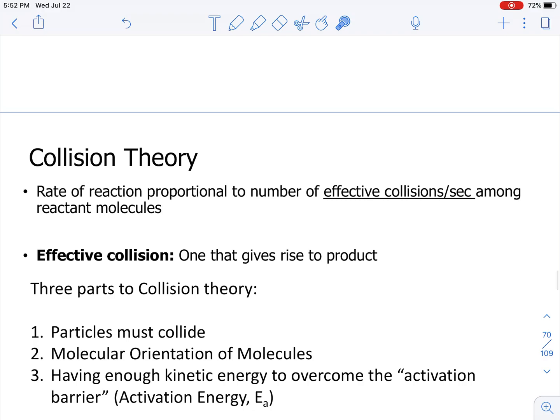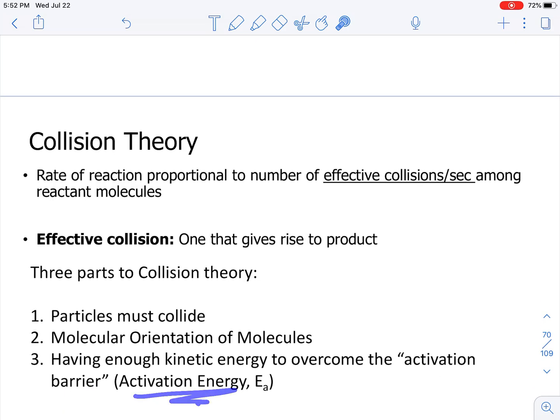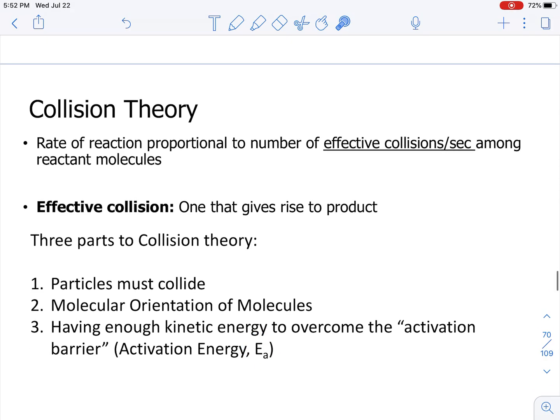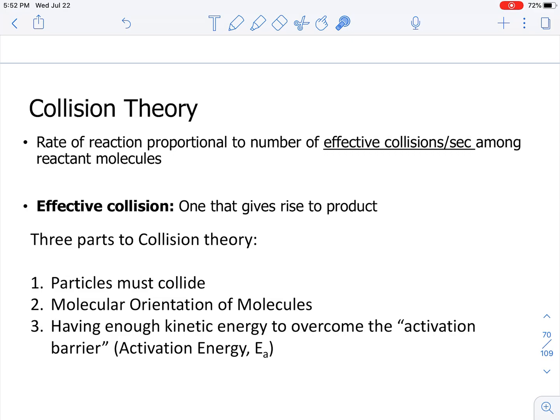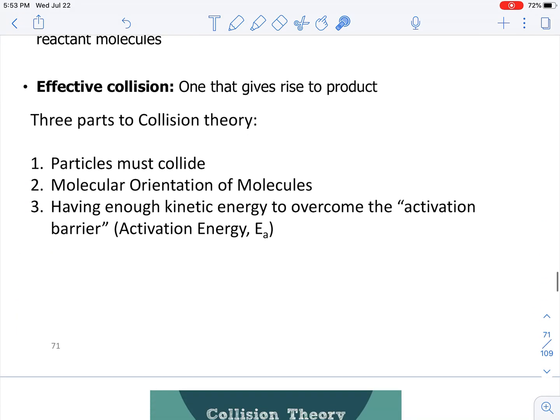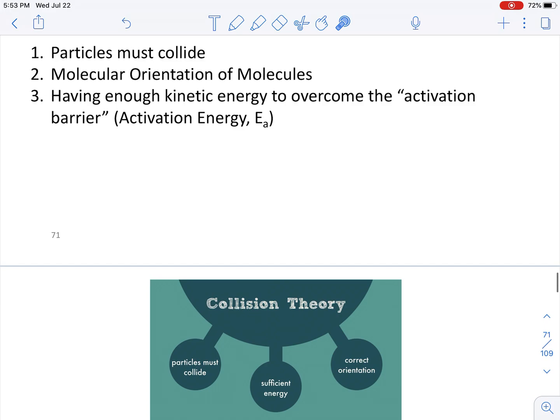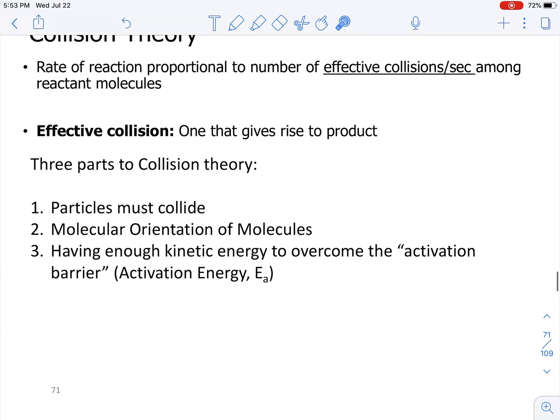Last but not least, according to collision theory, when these reactant particles collide, they must have enough kinetic energy to overcome what's known as an activation barrier, or commonly known as activation energy, which is abbreviated as capital E subscript A. We're going to discuss these three parts of the collision theory in greater detail. The first item that we're going to discuss is the collision of these particles and how that will affect the rate of reaction.